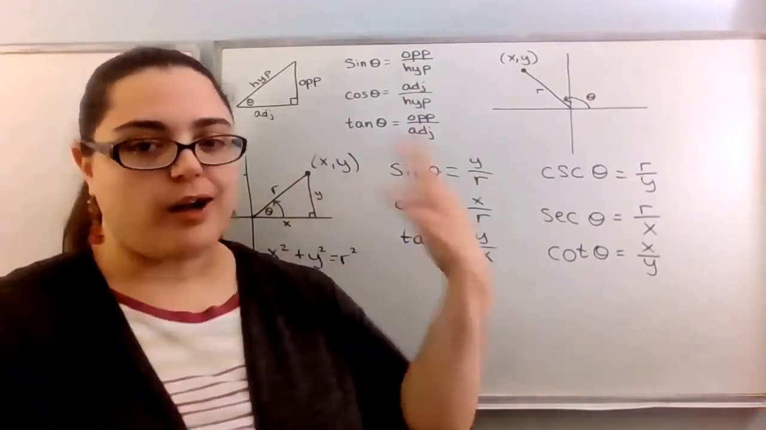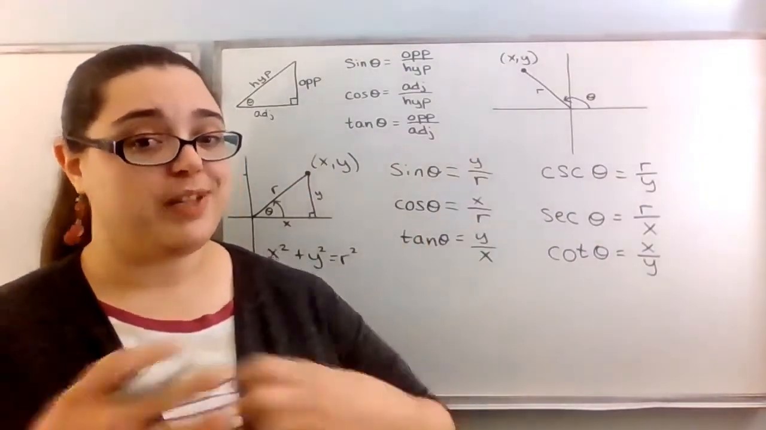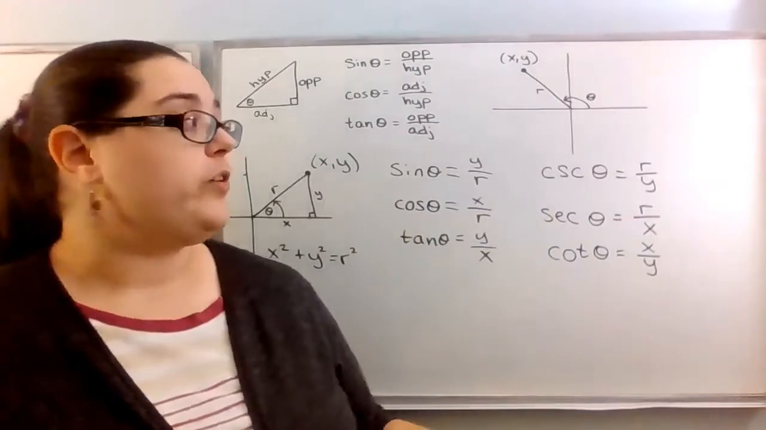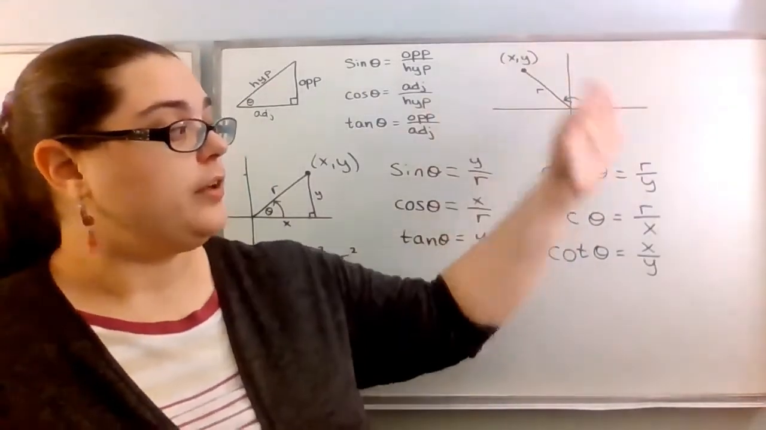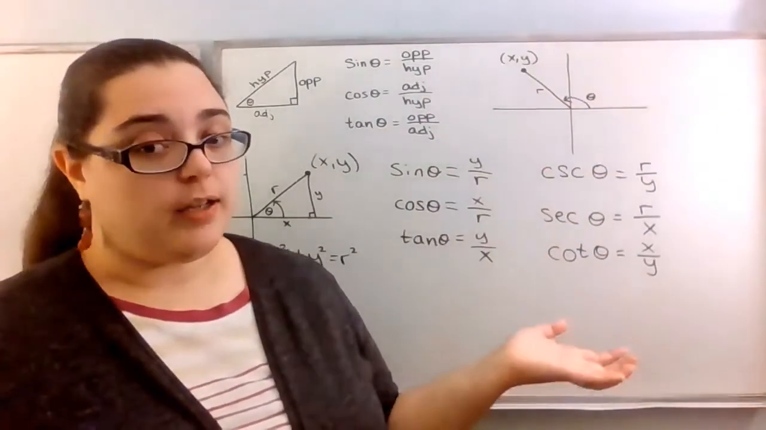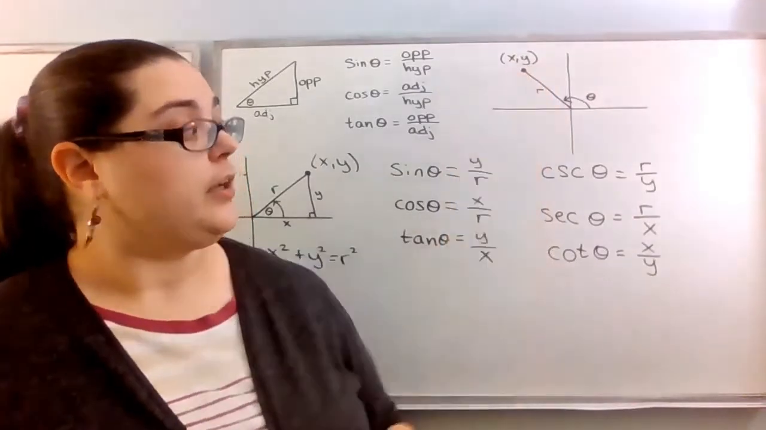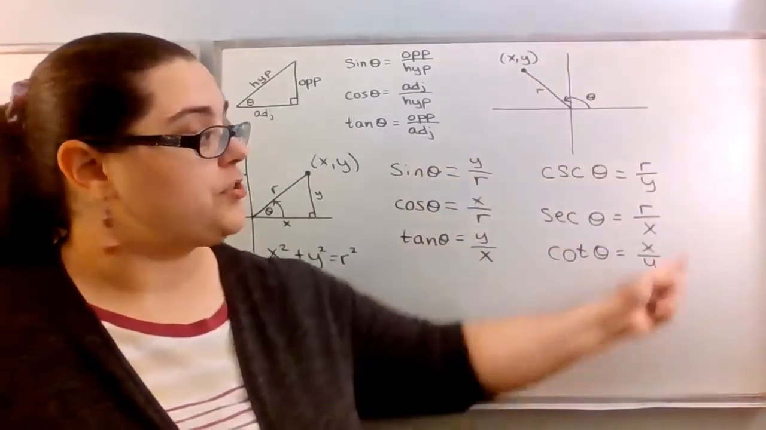So we've now broadened our definition of trig functions beyond just living on a triangle. We've broadened them to the Cartesian plane, so we can define them for any ordered pair x, y, and these are the ratios that we'll be using.